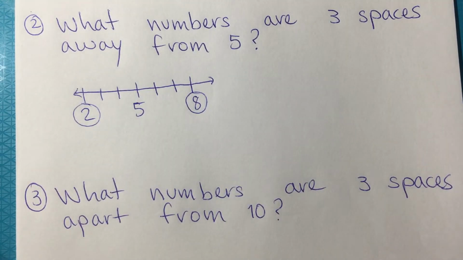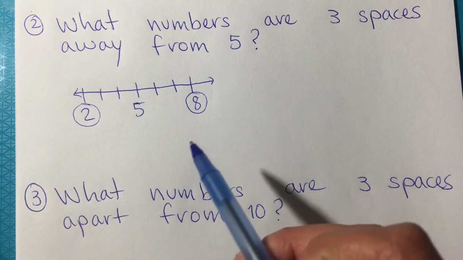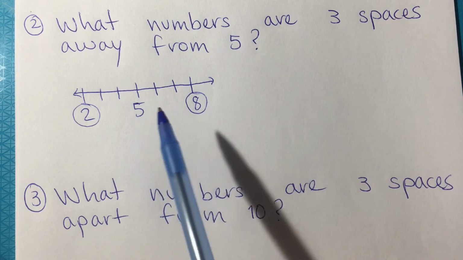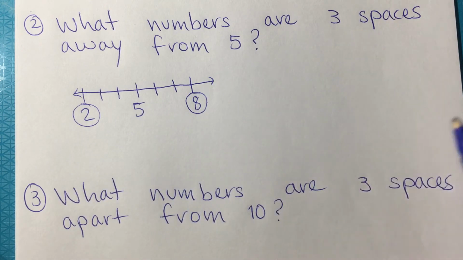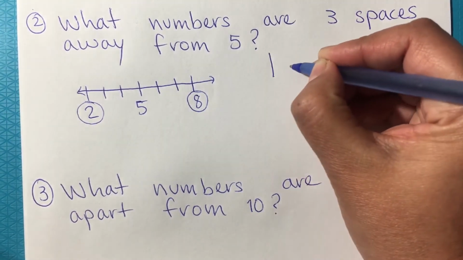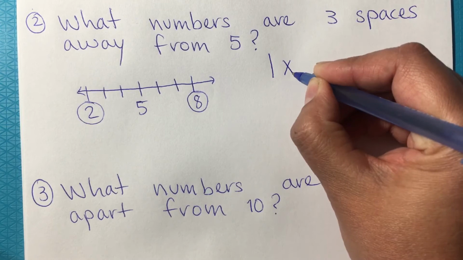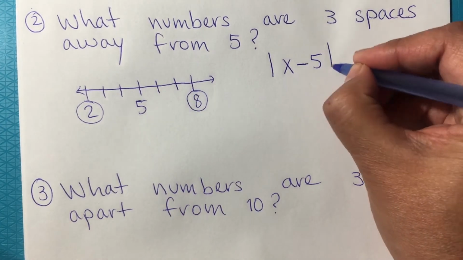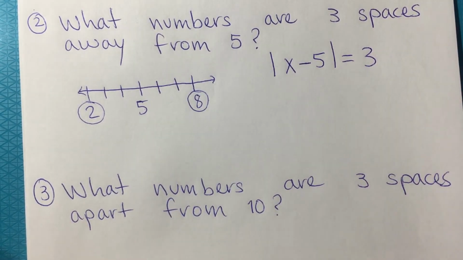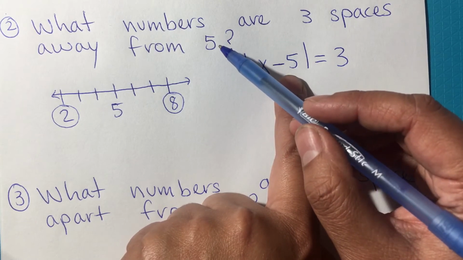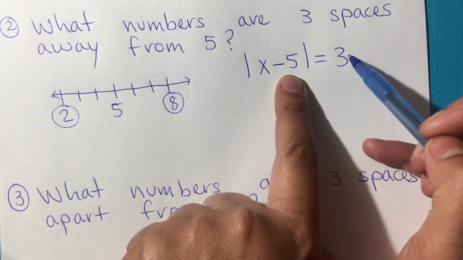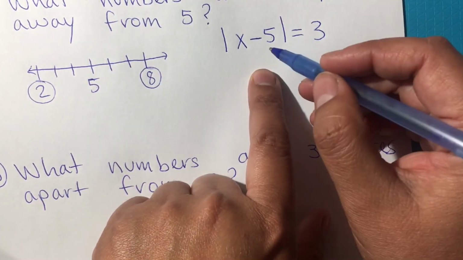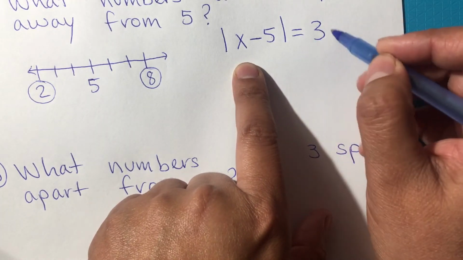Now we can use absolute value to actually find those two answers. And so you know that the difference between 5 and the two numbers that we're going to find is 3 spaces. So we're going to do this. The difference of the numbers that we're trying to find minus the number that we know we have should be equal to 3 spaces away. We're trying to find the numbers whose difference is 3 spaces. Just like in here. The difference is 3 spaces. So now we're finding two numbers that their difference is 3 spaces.